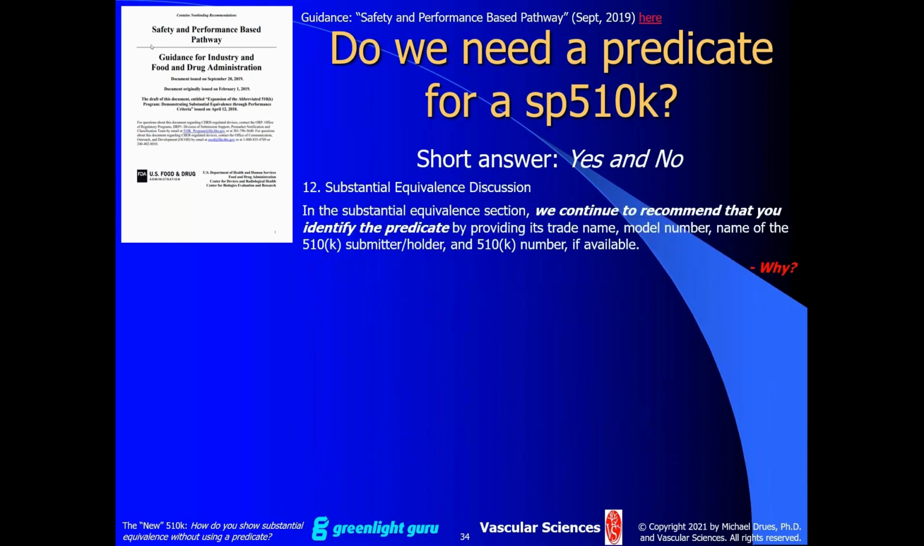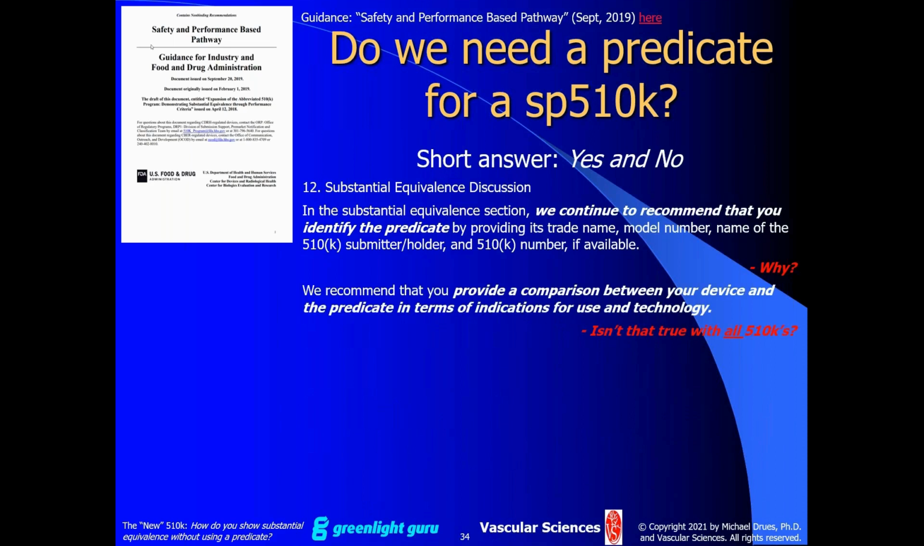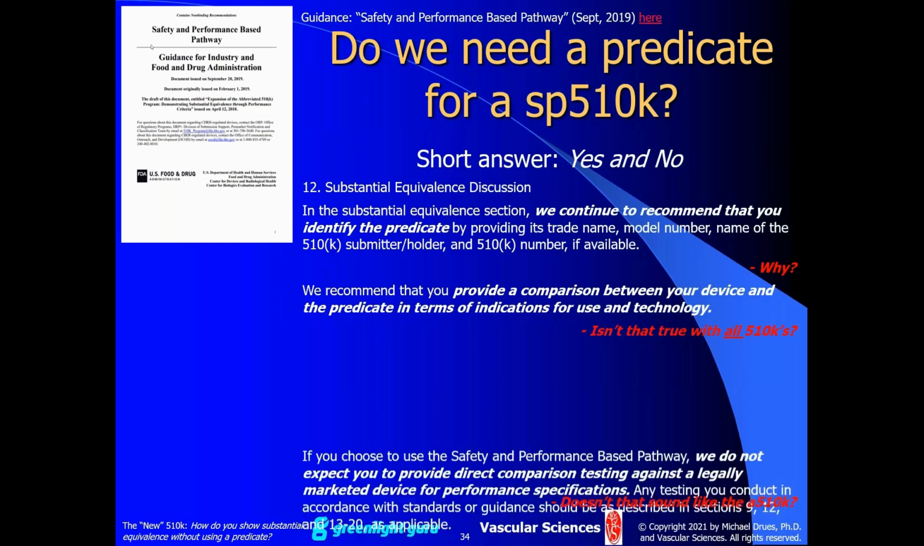So how do we use that information to show substantial equivalence? Well, again, just a couple of highlights from the guidance. The FDA says we continue to recommend that you, meaning the manufacturer, identify a predicate even in the SP 510K. Why? In order to provide a comparison between your device and the predicate device, not in terms of performance, but in terms of indications and in terms of technology. So you heard that from me just a minute or two ago. This is common sense. This is regulatory logic. And as I said also, there's absolutely nothing new or unique here to the SP 510K, because this is true for 510Ks across the board.